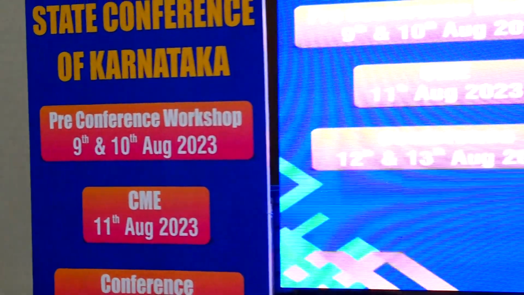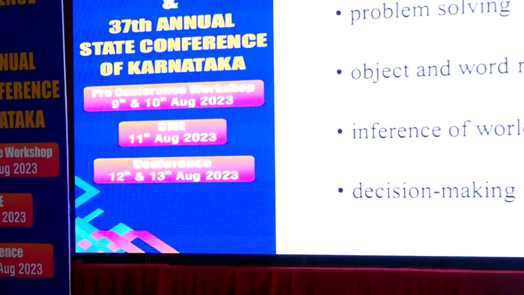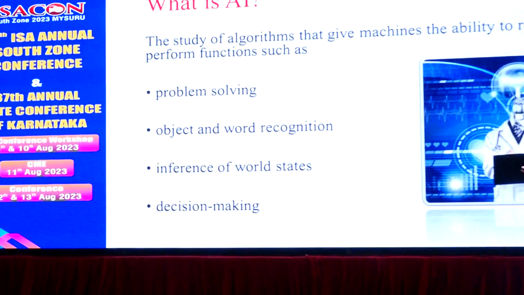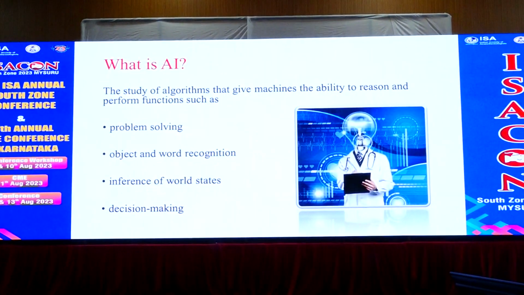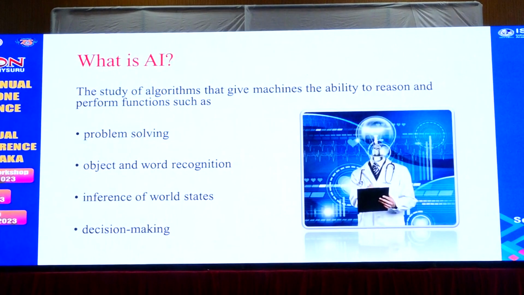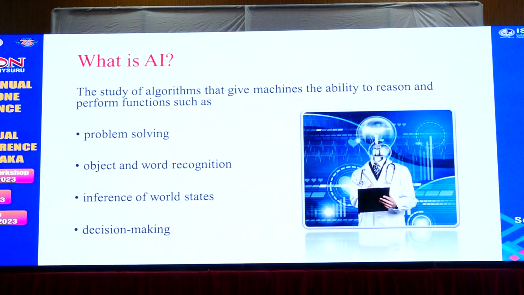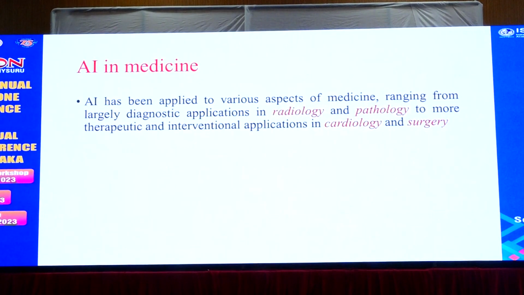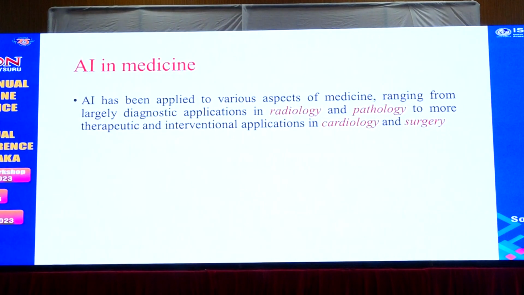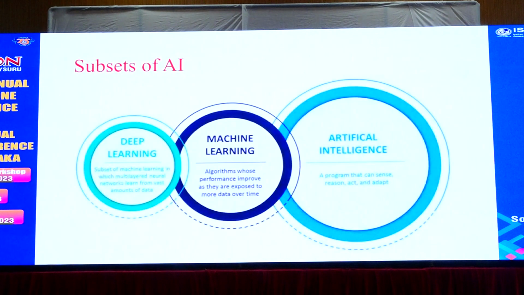To define AI, it is basically a study of algorithms or flow charts. It is as simple as that. It gives a machine the ability to reason and perform higher intellectual functions like problem solving, identifying an object or a word, or decision making. When we teach the machine or the computer to think like humans, it is called artificial intelligence. In medicine, particularly in radiology and pathology, it has been widely used for the past 50 years for diagnostic modalities. In therapeutic and interventional fields, it is extensively used in cardiology and surgery.